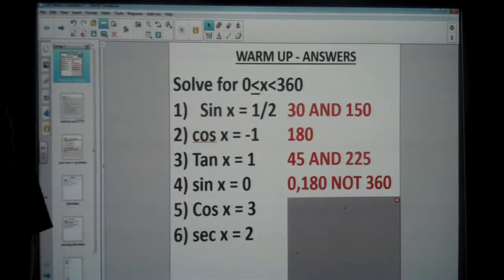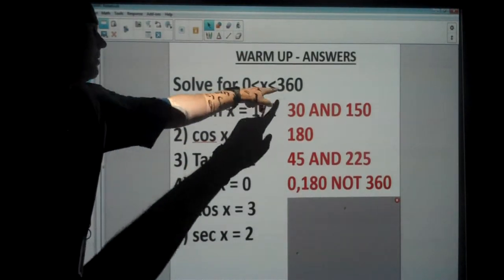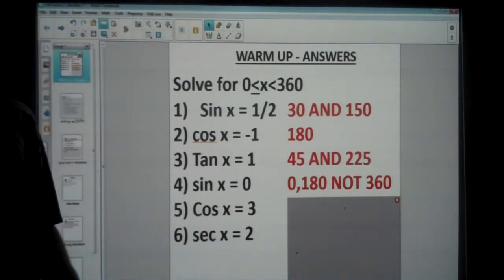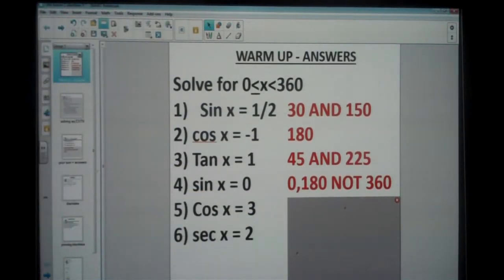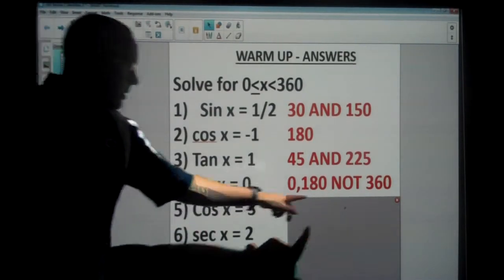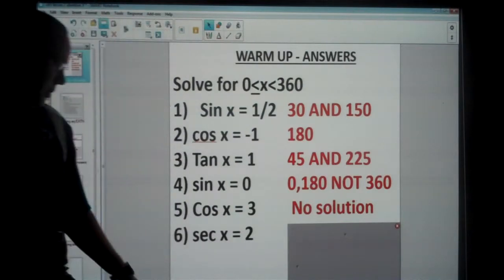Now, sine x equals 0, from the graph you should be able to have 0 and 180. The reason it's not 360 again is because we're not allowed it to equal 360. Cosine x equals 3: if you try that on a calculator, it should say error. The reason is the range for cosine is -1 to 1, so there is no solution to that question.